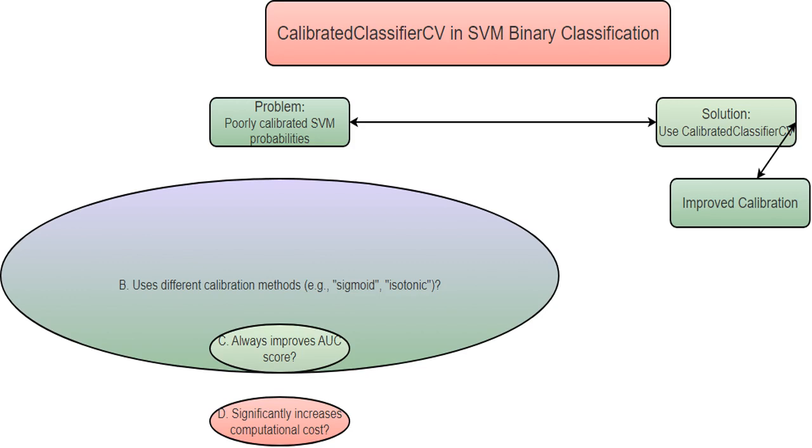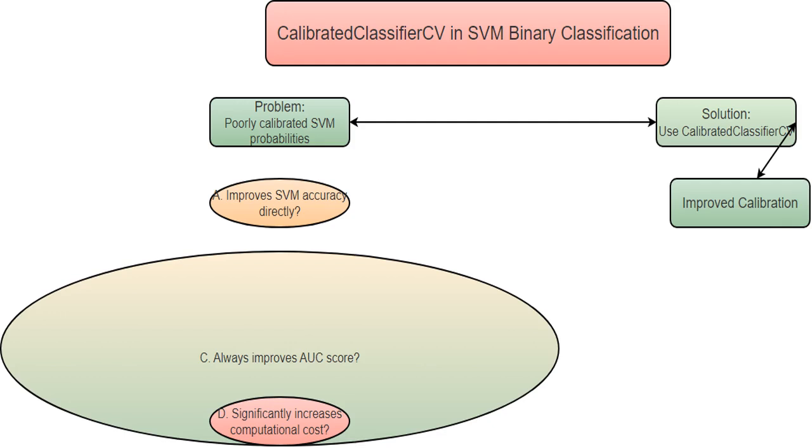CalibratedClassifierCV offers different ways to calibrate probabilities. Sigmoid and isotonic are two examples. The sigmoid method uses a sigmoid function to transform the probabilities. The isotonic method creates a non-decreasing calibration curve. This flexibility helps me find the best method for my data.